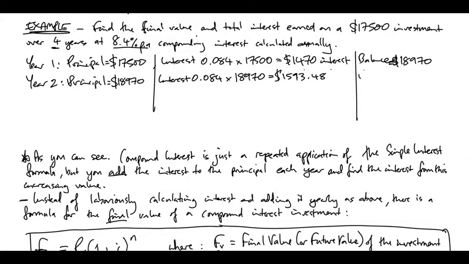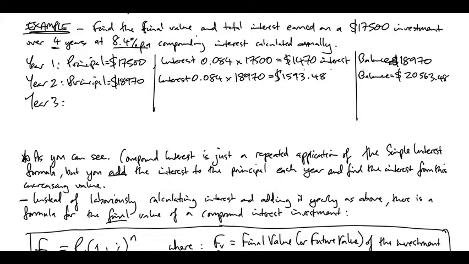So what is the balance going to be this time, or how do I work it out? Well, it's whatever we started the year with plus the interest that you earned, so it's going to be $18,970 plus $1,593.48. That comes to $20,563.48. That's at the end of year 2.